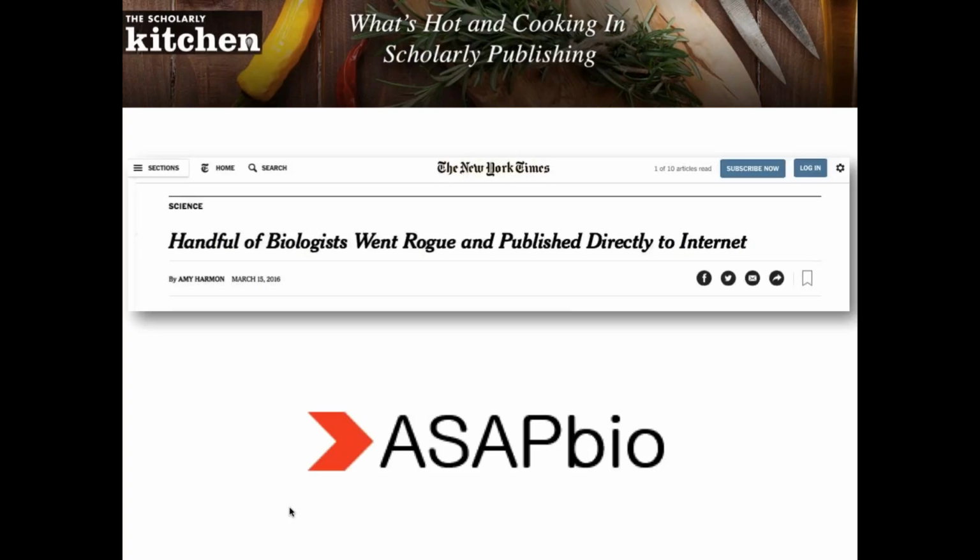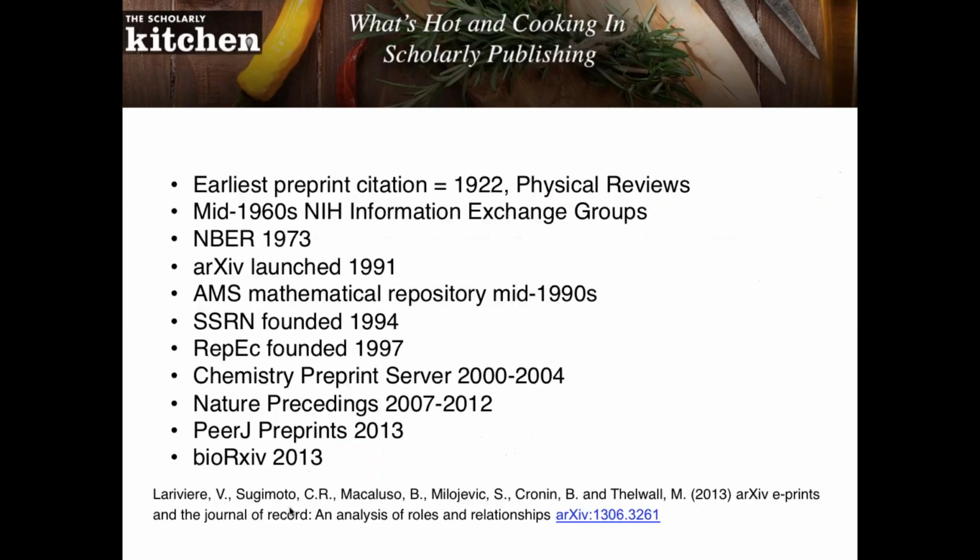If you saw the news in March, you'd have found out that a small group of biomedical scientists have rebelled and gone rogue, doing something totally unheard of, and this came as a bit of a surprise to researchers in fields where the use of preprints has long been established. To be clear, the formalized use of preprints can be traced back at least as far as 1922.